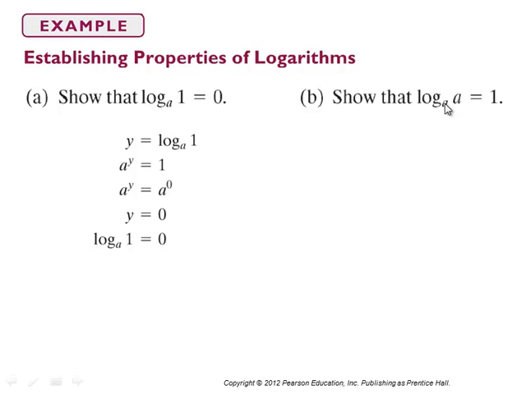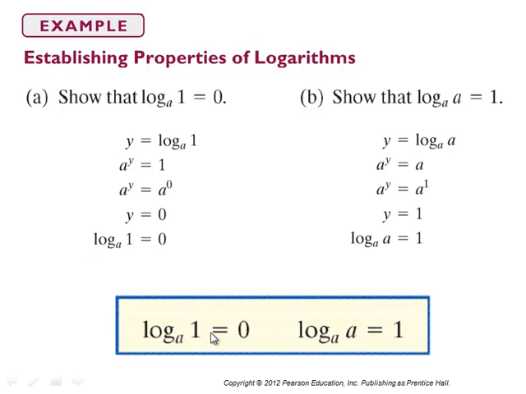We can go through the same process for part B to show that log base a of a, so you take the log of the base, is always equal to 1. So we can let y equal log base a of a. That means a to the y is equal to a. But a is a to the 1 power. That means that the exponents y and 1 are equal to each other. Y is 1, but y was log base a of a. So we can conclude that log base a of a is equal to 1.